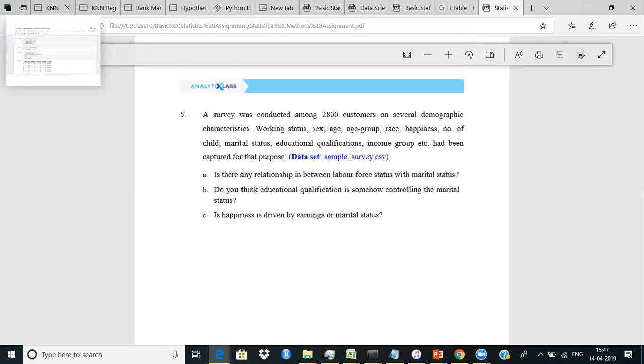Sir, how are we saying in fifth? Given by unknowns or marital status. Chi-square. In fifth question, how are we saying we'll do it with a chi-square? Because relationship status is categorical, labor force status is categorical. So it's a relationship between two categorical variables.